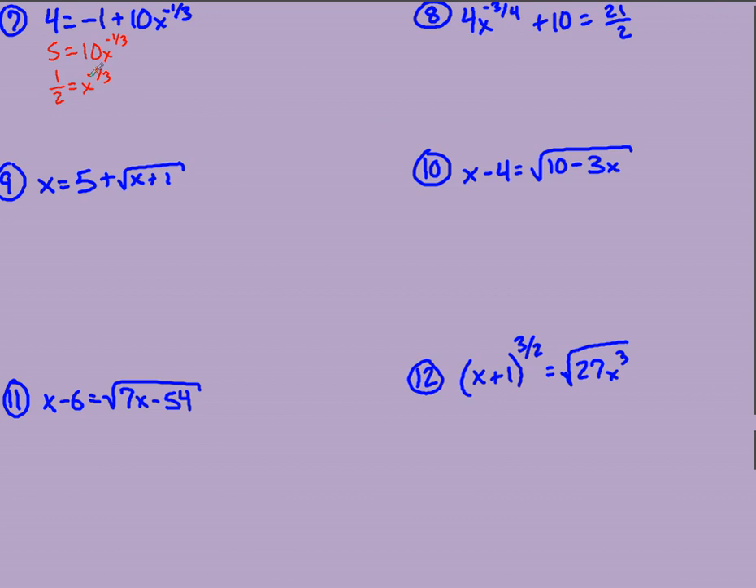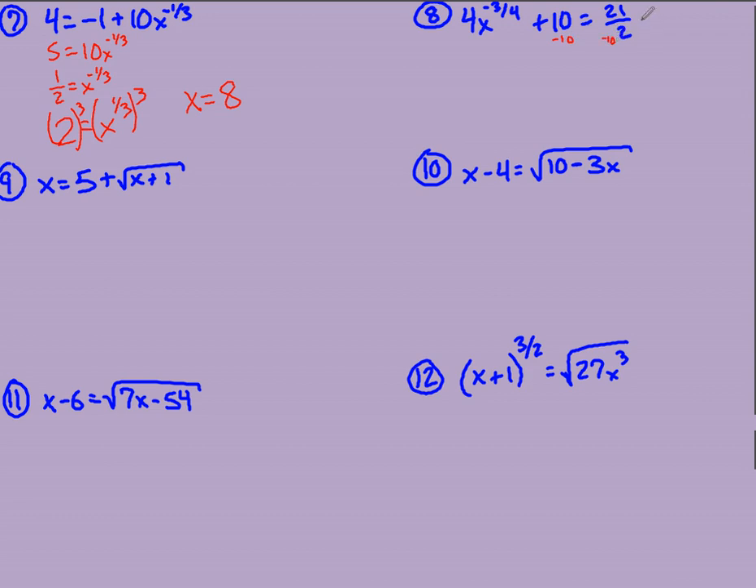From there, to get rid of the negative exponent, to make it positive, I need to take the other side and flip the fraction over. 1/2 becomes 2 over 1. I now have x to the positive 1/3 power. Then from there, I'm just going to cube both sides, and that means x equals 2 cubed, which is 8 as your answer. Alright, for this one over here, first, subtracting 10 from both sides.